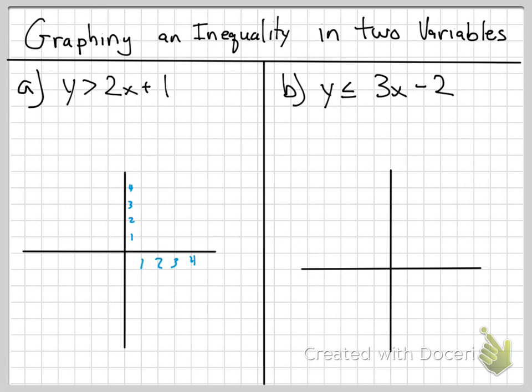So we're going to graph this as if it were a line. We're going to pretend the inequality sign is not here and just put an equal sign. That makes it look a lot like y equals mx plus b, and we know our m is our slope and our b is our y-intercept. So we're going to graph it like normal. We have our y-intercept at 1.